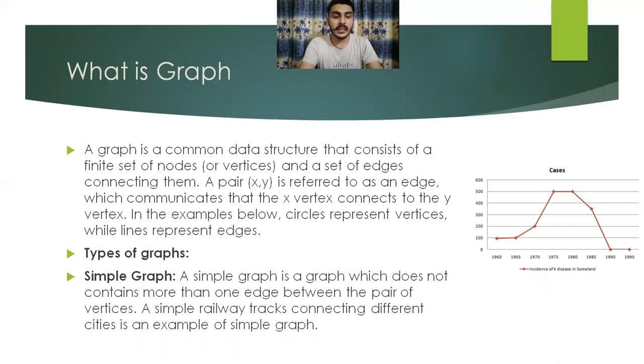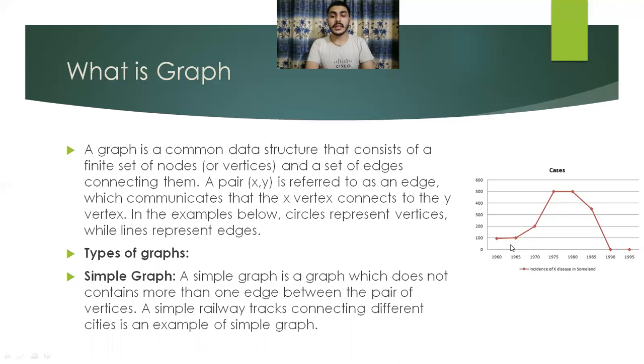The simple definition of graph is a pictorial representation of a set of objects. Here are the types of graph. Simple graph. A simple graph is a graph which does not contain more than one edge between a pair of vertices. A simple railway track connecting different cities is an example of a simple graph. So here is the definition of simple graph and also an example.